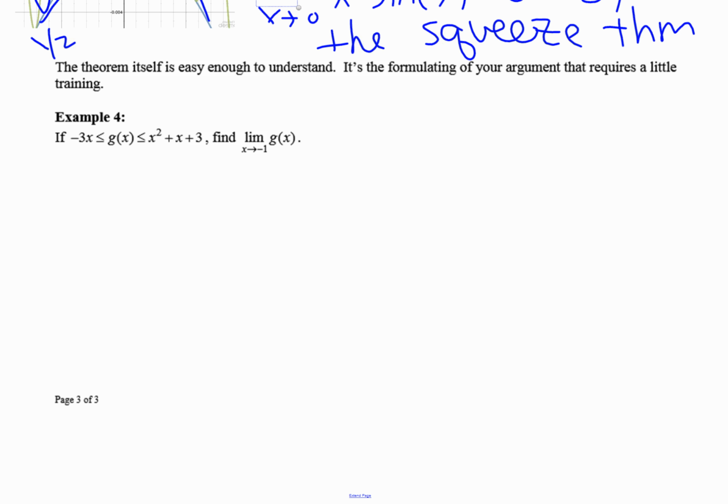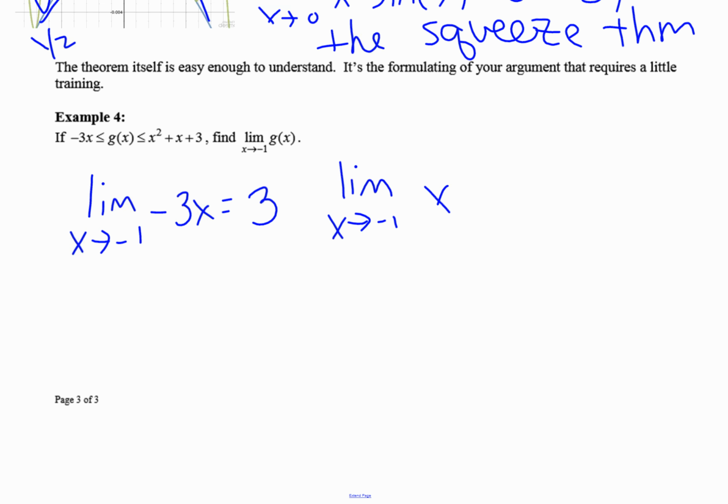So here we have our last example, and we'll be seeing this back and forth for a while, so don't worry about it if you don't understand it right away. We want to find the limit of g of x as x approaches negative 1. Well, g of x is contained between these two other functions, so let's see. The limit as x approaches negative 1 of negative 3x is 3. The limit as x approaches negative 1 of x squared plus x plus 3 is also 3.